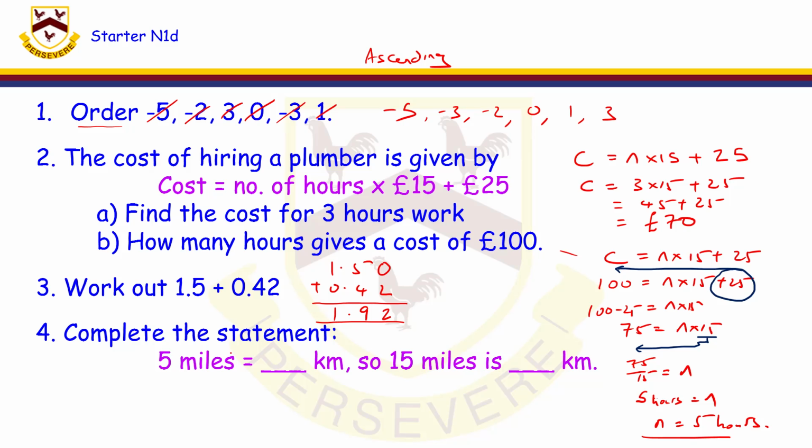Complete the statement. 5 miles equals something kilometers. Okay, equals, correct, 8 kilometers. So 15 miles is equal to, go from 5 to 15 is times 3, so 8 times 3, 24. Okay, don't rag your work yet. Just make corrections, and then I've got a couple more questions I want you to attempt.